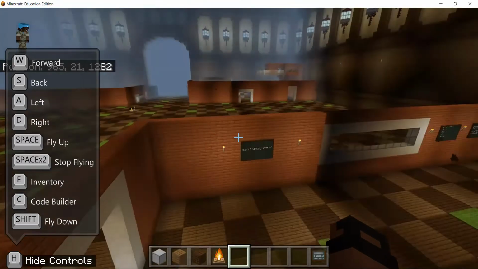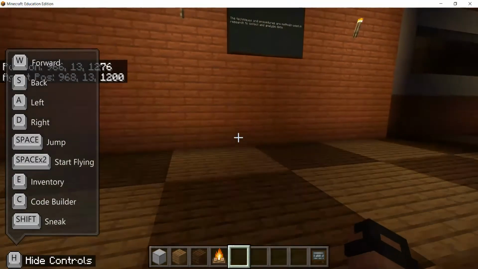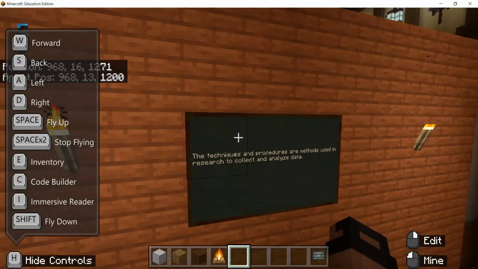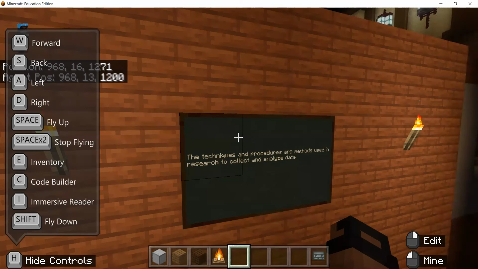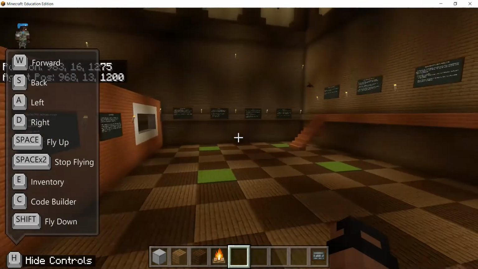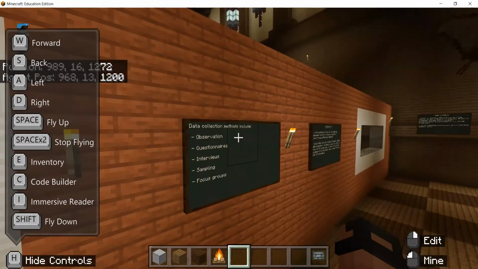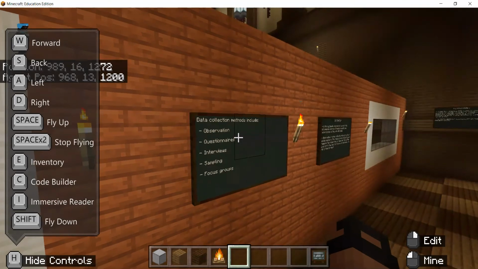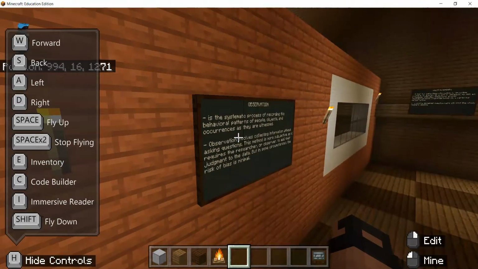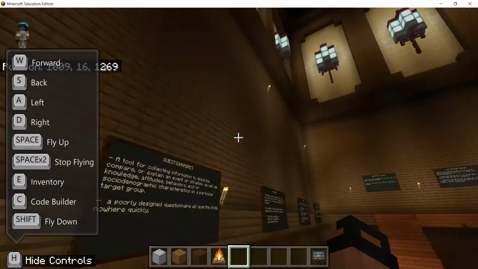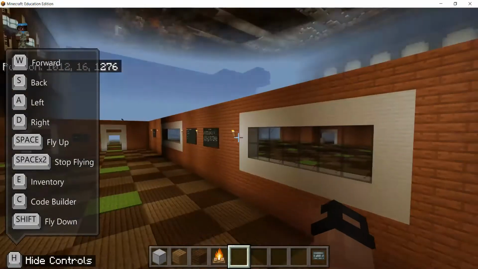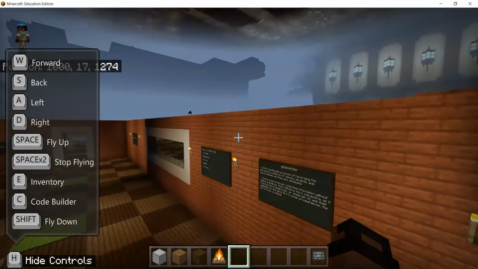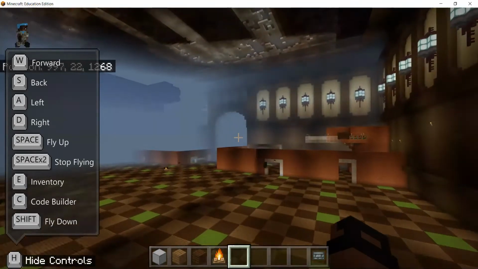Okay, so in this room, basically, let's see what this board says. The techniques and procedures used in research are used to collect and analyze data. So what does this mean? The data collection methods basically include observation, questionnaires, interviews, sampling, and focus groups. And here we are basically explaining the data collection methods like surveys, interviews, and questionnaires. We then proceed to the next room.